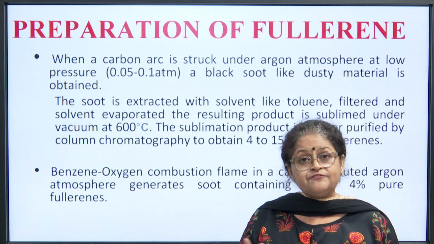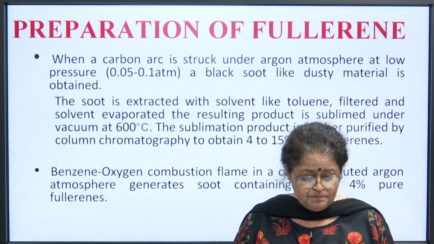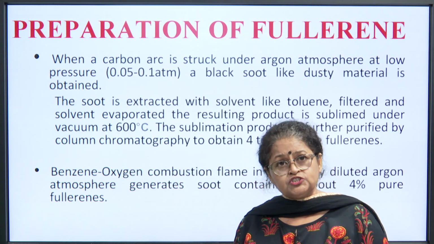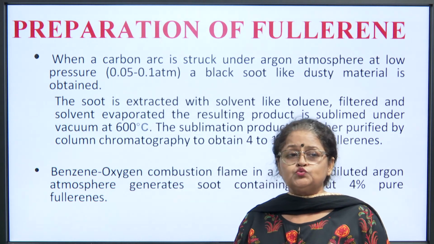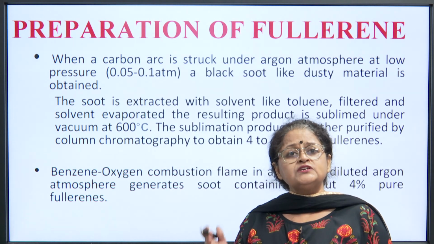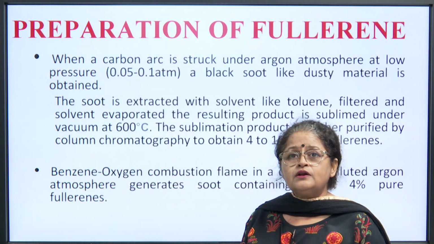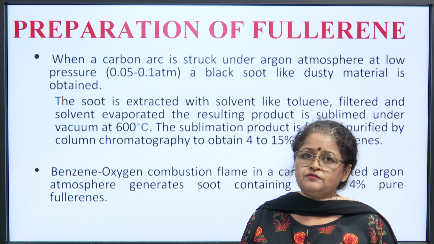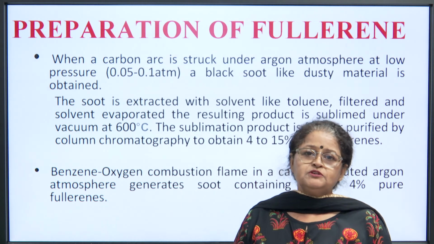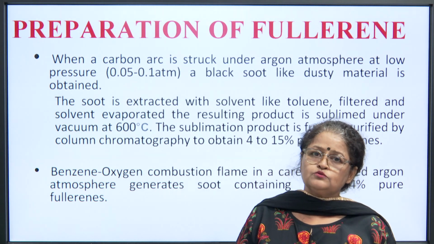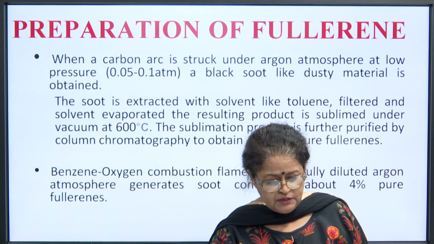इसके अलावा हम फुलरीन को एक और तरीके से भी बना सकते हैं। हम ग्रेफाइट लेते हैं, उसको हम वेपराइज करते हैं हीलियम एटमॉस्फेयर में और लो प्रेशर और हाई टेम्परेचर पर, जैसा कि यहाँ पर मेंशन किया गया है। और उसके बाद हमें एक सूट मिलती है, उस सूट को हम इकट्ठा करते हैं, अगेन उसका सेम प्रोसेस करते हैं, हम सूट को एक्सट्रैक्ट करते हैं सॉल्वेंट की मदद से और फिल्टर करते हैं। फिल्टर करने के बाद सॉल्वेंट उड़ाते हैं, जो हमें मटेरियल मिलता है उसको हम सब्लाइम करते हैं, सब्लिमेशन प्रोडक्ट की कॉलम क्रोमेटोग्राफी करते हैं और उस प्रकार हमें 4 से 15% तक प्योर फुलरीन प्राप्त हो जाते हैं.